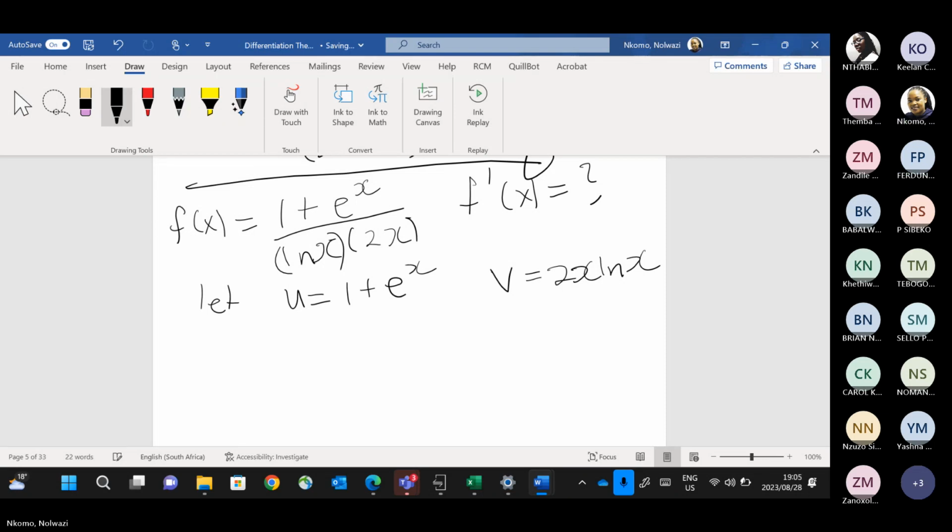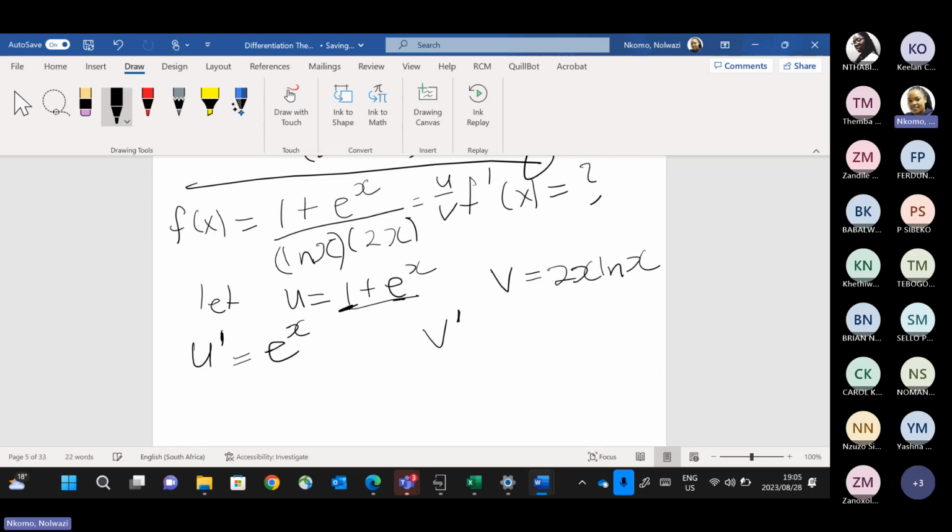Okay. If we let our u to be that and our v to be this, it means we have u over v, right? That means we need to find our u prime and our v prime, right? If u is this, our u prime would be e to the power x, right? Because the derivative of the constant 1 is 0. And we have e to the power x. The derivative of e to the power x is e to the power x itself, right?